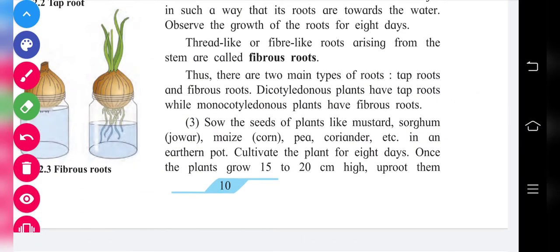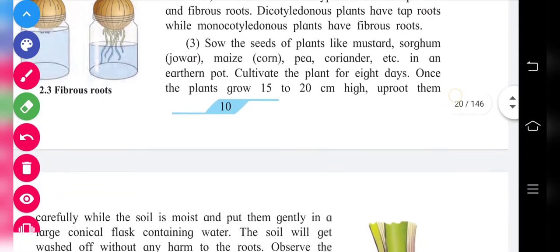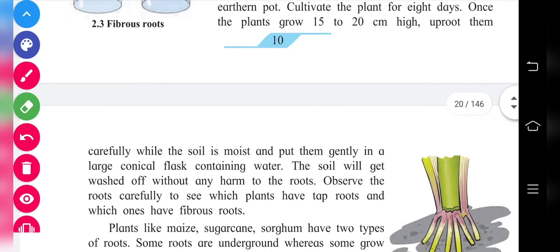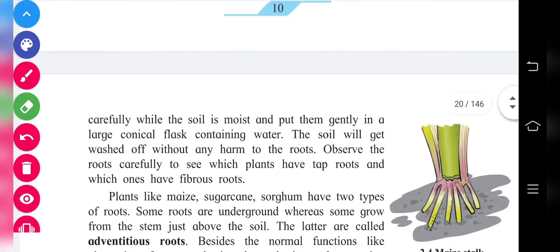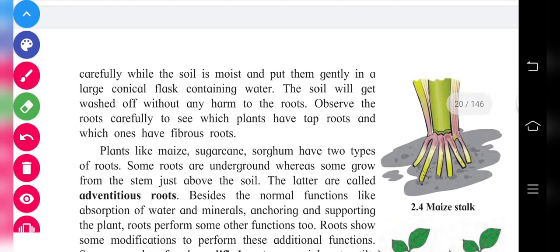In an earthen pot, collect the plant from 8 days. Once the plant grows 10 to 15 centimeters high, uproot them carefully while the soil is moist and put them gently in a large conical flask containing water. The soil will get washed off without any harm to the roots. Observe the root carefully to see which plant has tap root and which one has fibrous root. So you can observe that different types of plants can be taken here, and you can do an experiment like that.